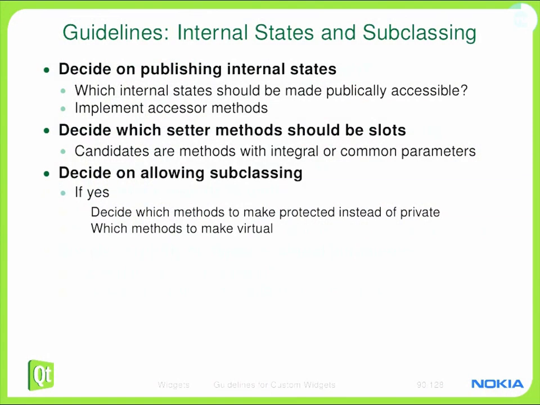Of course, as always with creating classes in C++, it's important to figure out which internal states you want to publish. So you need to decide which internal states need getters and setters, and you need to implement those accessor methods. Then, for the signal and slot aspect, it's important to decide which setter methods should be slots. Candidates are methods with integral or common parameters.